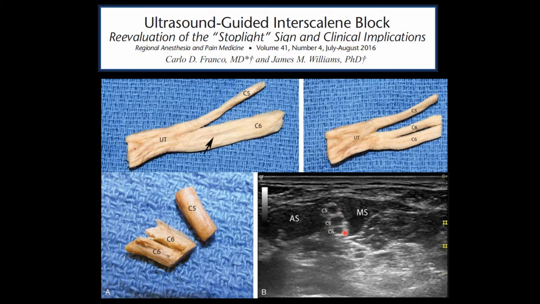A common mistake when people were learning this is they were calling this superior, middle, and inferior trunks, which we know to be false. Now, sometimes you can have patients with C5, C6, and C7, but in this scenario, as nicely pointed out in this paper by Dr. Franco, you're looking at C5 and the individual fascicles of C6. So two fascicles here are bifascicular C6.